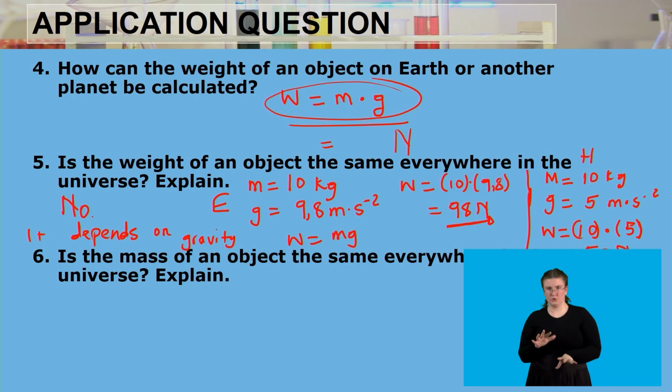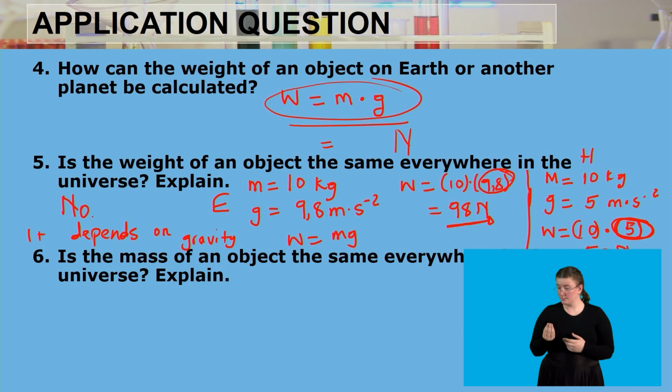As we have seen, it depends on the 9.8 or the 5 or whatever number you have, depending on where you are. Then question 6 is asking: is the mass of an object the same everywhere in the universe? And we need to explain.